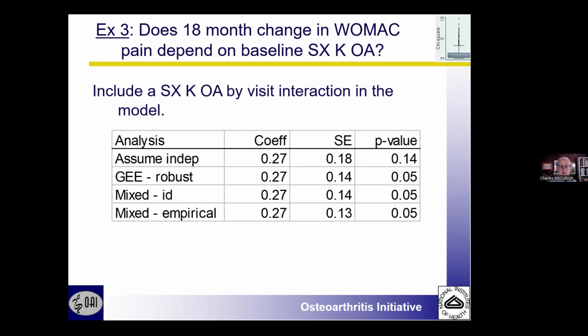So again, the coefficients are all the same. Standard errors differ a bit. Here we do see that we have borderline statistically significant p-values when we do the proper analysis. We have a p-value that's threefold higher when we incorrectly assume independence. So again, emphasizing the point that these proper analyses can be either more liberal or more conservative compared to the naive analysis. You can't predict which direction they're going to go when you do the proper analysis.